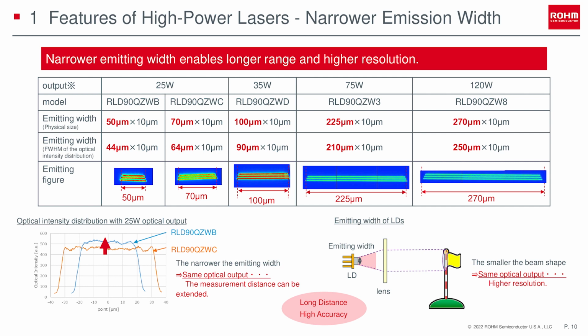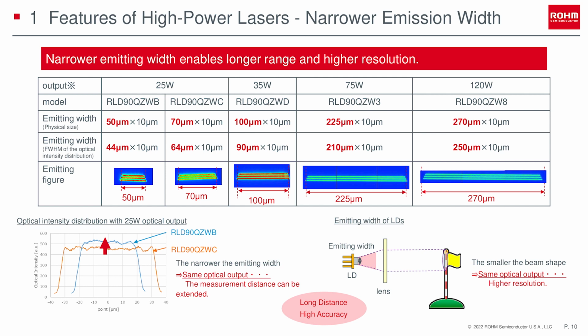First, let's look at the narrow emission width. This table shows the optical output and near-field pattern, or NFP, width of each ROHM laser model. Two width values are reported, the width of the total light and the width of the FWHM, or full width half maximum, which is half of the peak intensity.